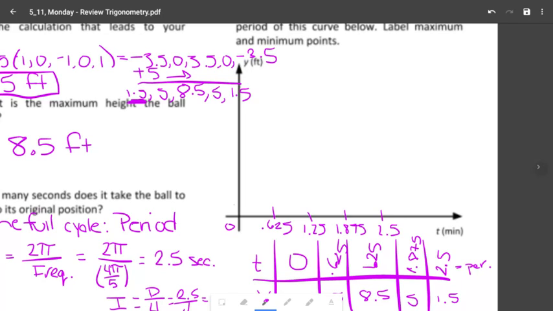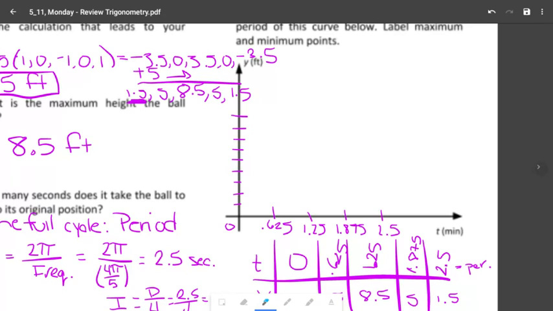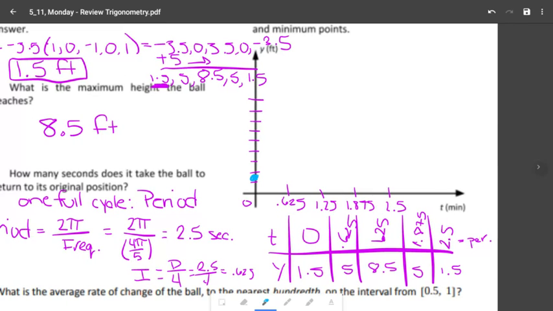I'm going to count by ones. Remember, if you count by ones, you do not have to label. So now plotting the point at 0, we are at 1.5. At 0.625, we are at 5. At 1.25, we are at 8.5. At 1.875, we are back at 5. And at 2.5, we are back at 1.5.